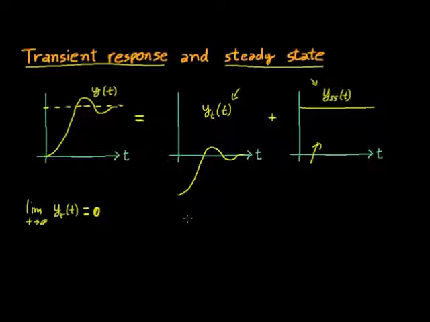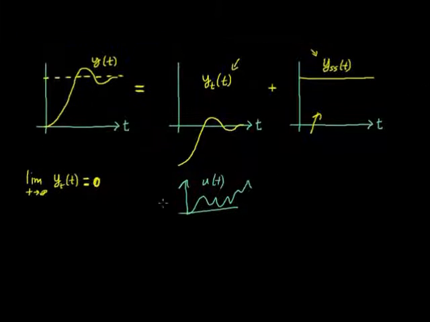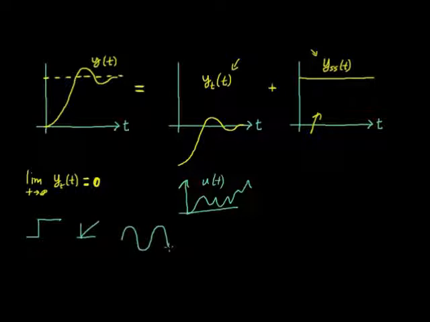Well, obviously, if the input u of t keeps changing, it is very hard to distinguish what is transient and what is steady, because the input itself is not steady. This is why the concept only really makes sense for standard inputs like the step or the ramp or a sine wave, a sinusoidal function.